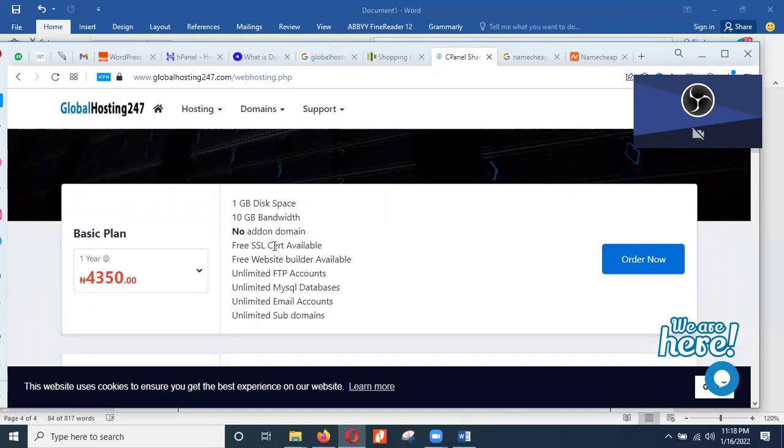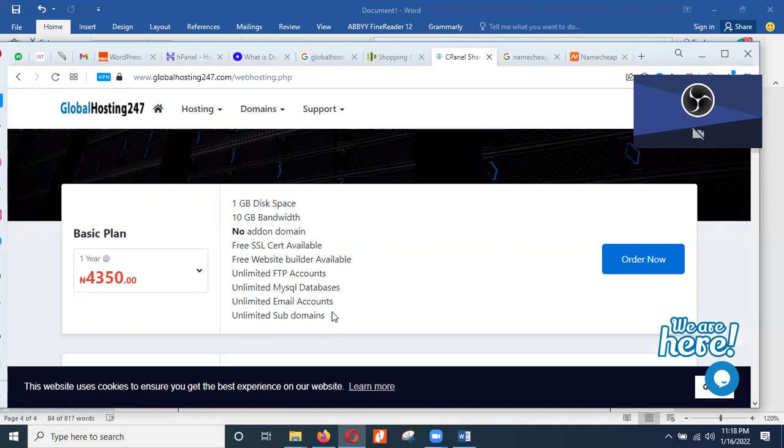What is an SSL certificate? We're going to talk about that one later. Then you get a free website builder, unlimited file transfer protocol accounts, unlimited MySQL databases, unlimited email accounts, unlimited subdomain.